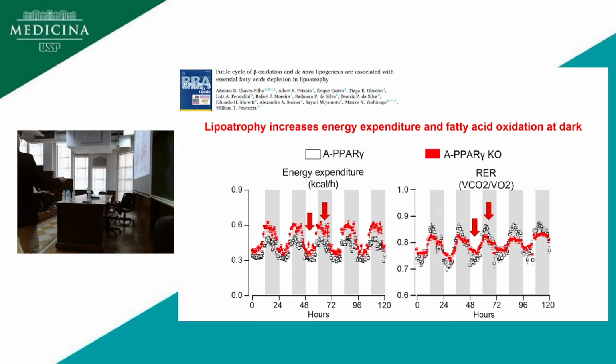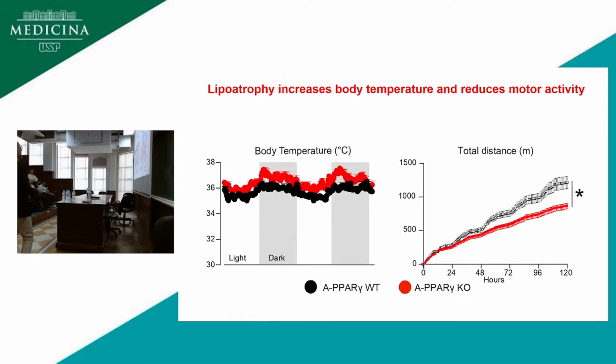So the mice are not able to follow the normal circadian change in RER that we see in control mice. One interesting aspect of this is that, because these mice do not have any fat, we were wondering whether this increased energy expenditure was somehow related to the inability of these mice to maintain their body temperature.